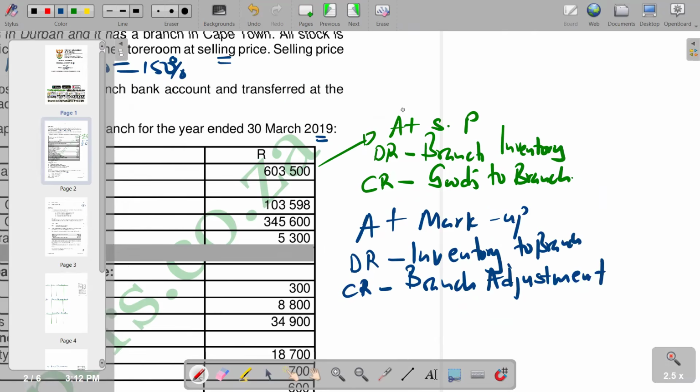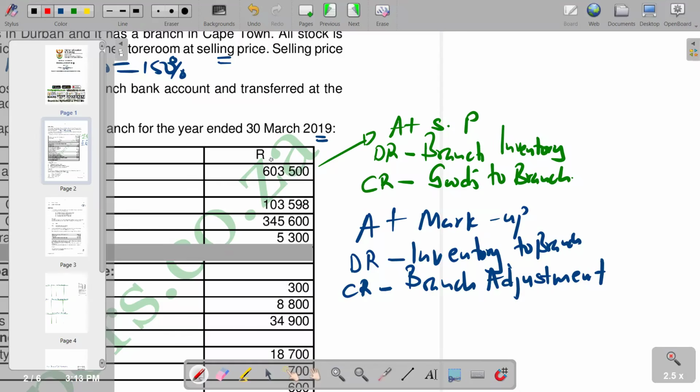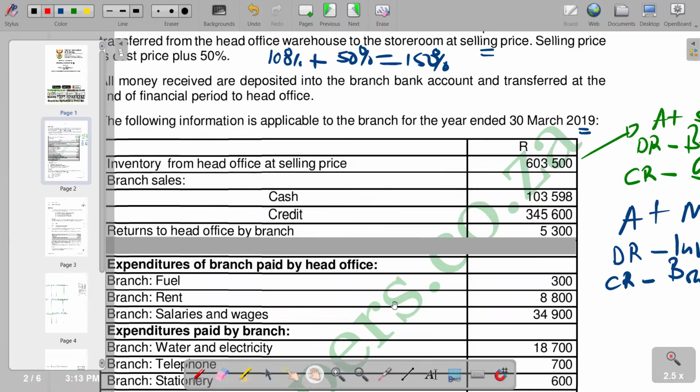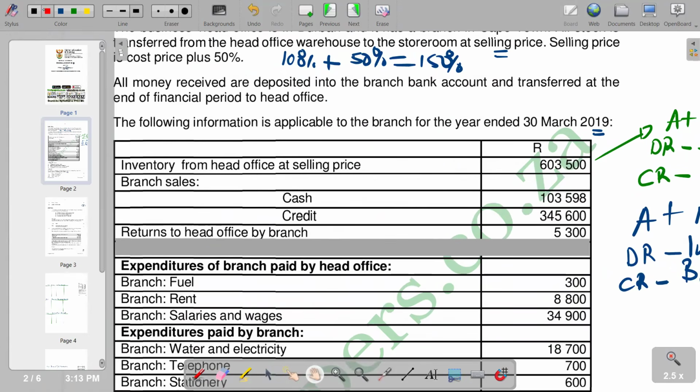So basically, these are the two double entries that we're going to effect according to our 603,500. Remember, this part of having two double entries is only applicable when inventory is either moving from the head office to the branch or moving from the branch to the head office. That's the only time we can effect the two double entry procedure. So with that, it means this 603,500 is the selling price, as indicated by inventory from head office at selling price.